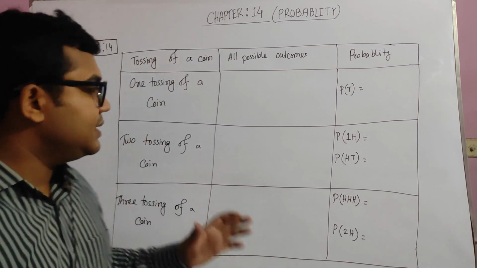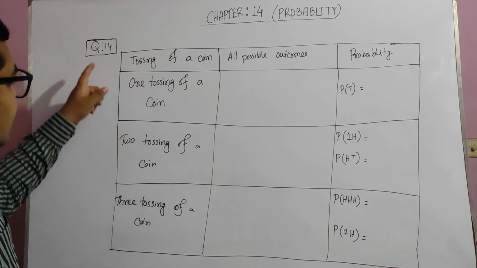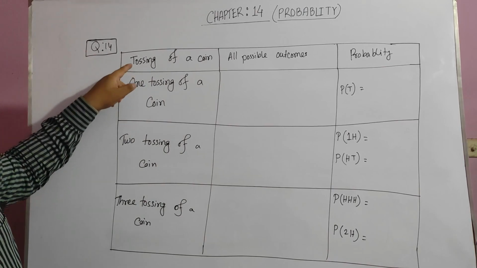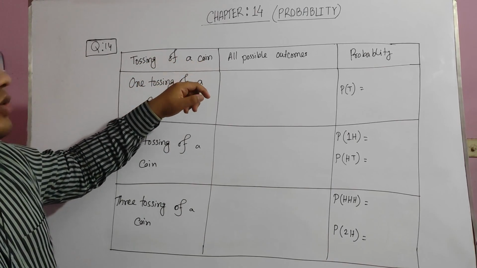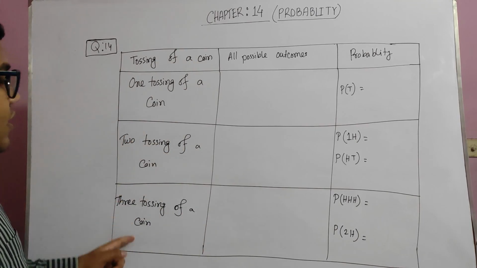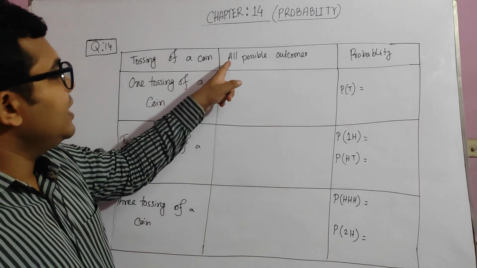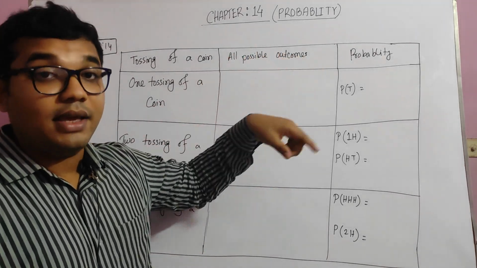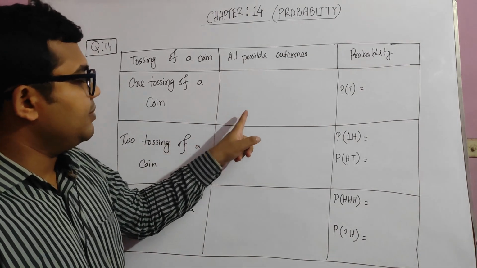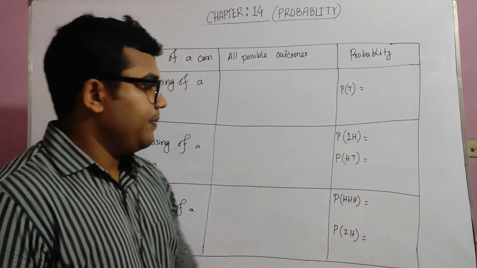Okay, dear students, this is our fourth CQ, question number 14, and here is given tossing of a coin. How many times do we toss the coin, 1, 2 or 3? Here 3 parts are given, and what we have to find is all the possible outcomes by drawing our probability tree. So we have to draw a probability tree, give the sample space, and find some probabilities. Okay, let's see.